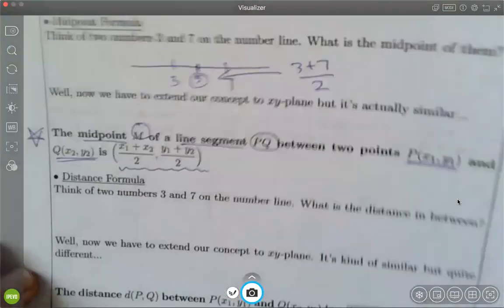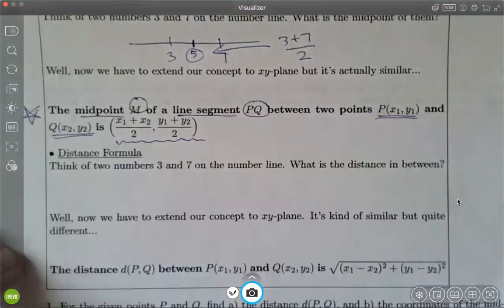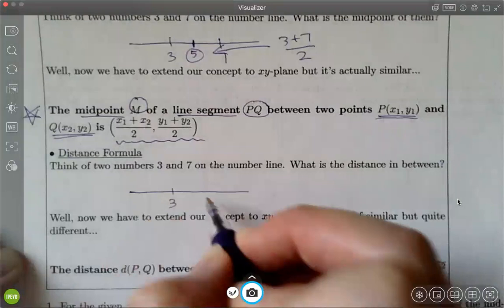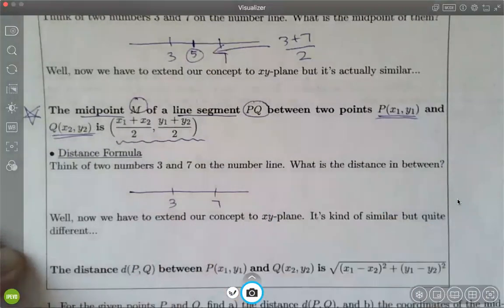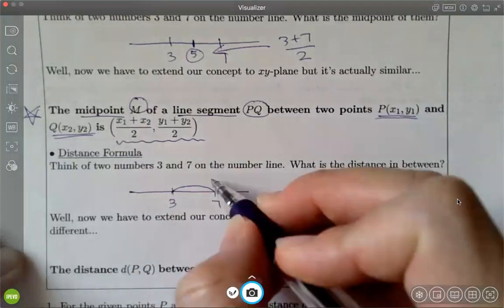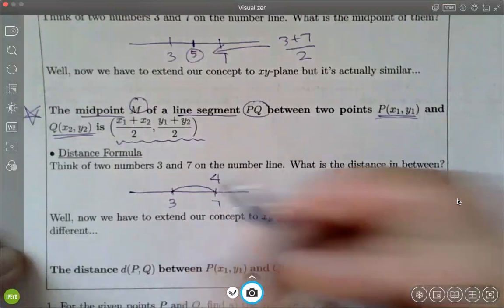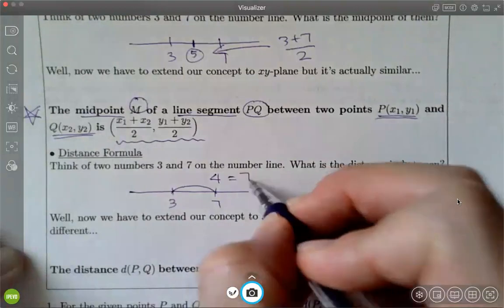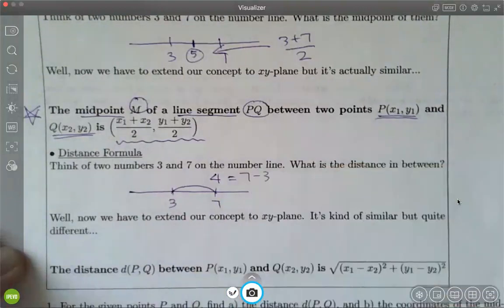The distance formula. So still, let's look at the one-dimensional case, 3 and 7 on the number line. What's the distance between these two points? 4. Okay, and how do you get 4 using the two numbers 7 and 3? You subtract. 7 minus 3, right?